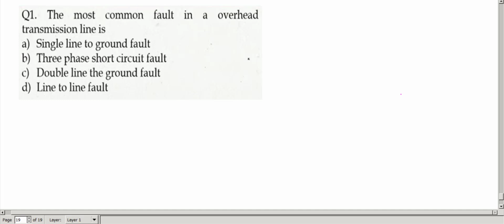Let's see the first question. The most common fault in an overhead transmission line. So we have faults, which are two types: symmetrical faults and unsymmetrical faults.